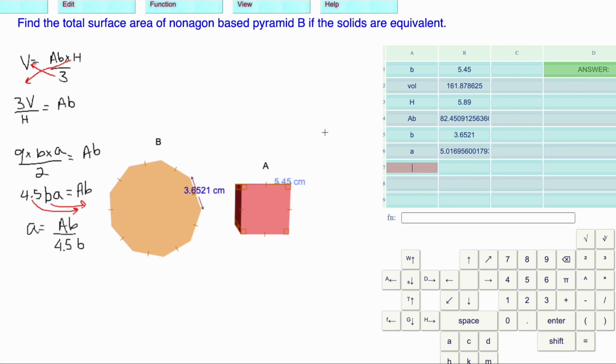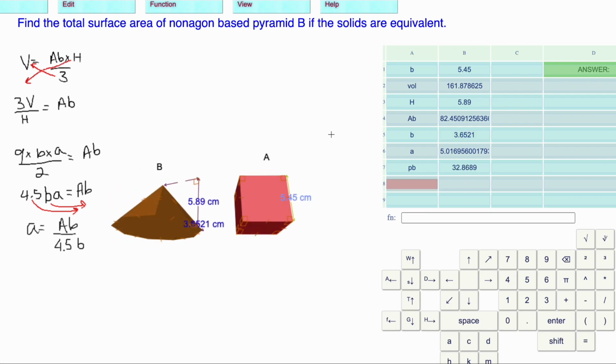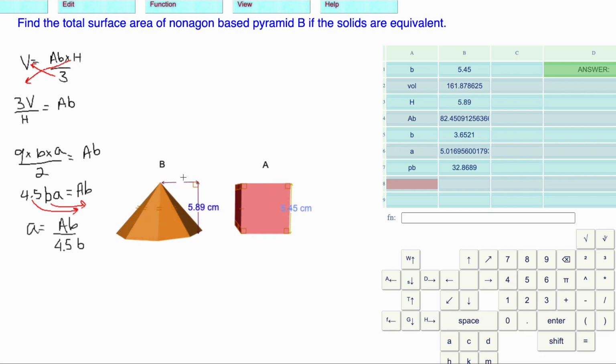The perimeter of the base is 9 times the side length, which is 32.8689. We also need to know the slant height. We do know the apothem, which is this length, is 5.0169. We can use Pythagoras to figure out the slant height. Apothem and slant height here. We are after the slant height.